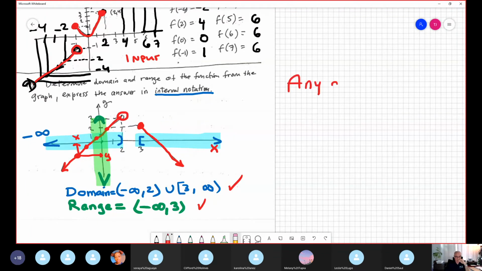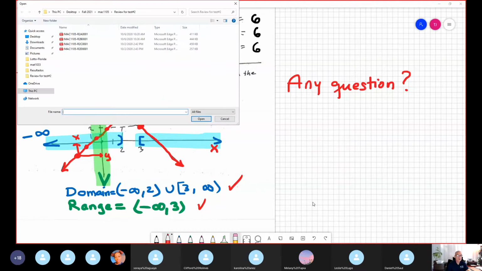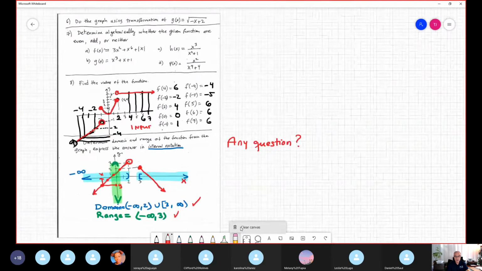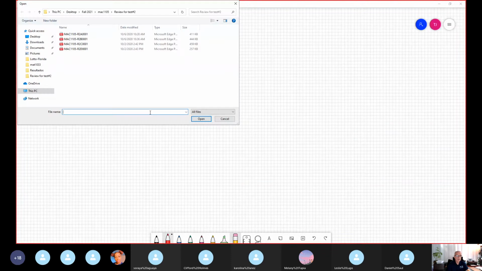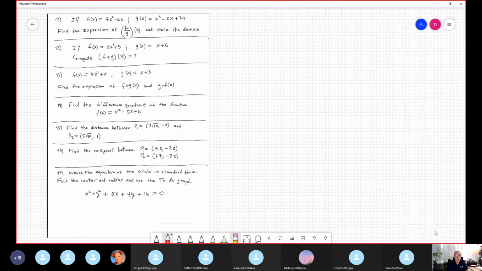Any question? It's clear or confusing? No? Sure? Okay. Let me try to find the next page. Page number 3. Boom. Wait a second. Before that, I want to delete that part. Clear. Okay. Now again, I go to the PDF, page 3. Okay, there you go.